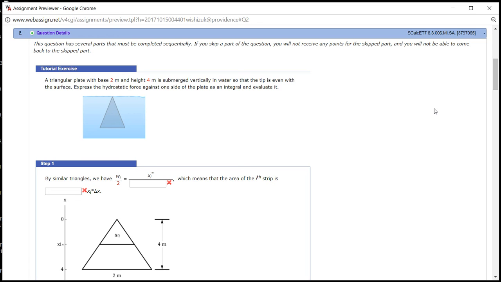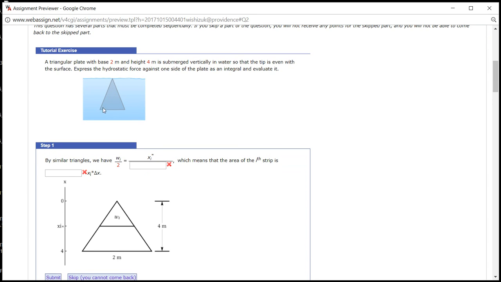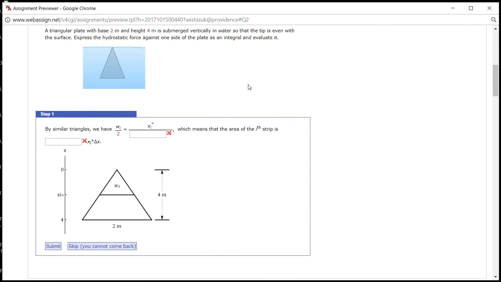All right, homework 8.3, problem number 2. We have a triangular plate submerged in the water, and I guess the base is 2 meters and the height is 4 meters. All right, so let's look at step 1.